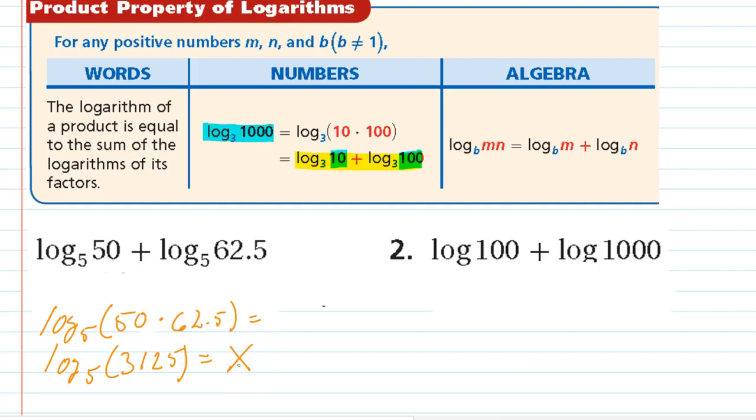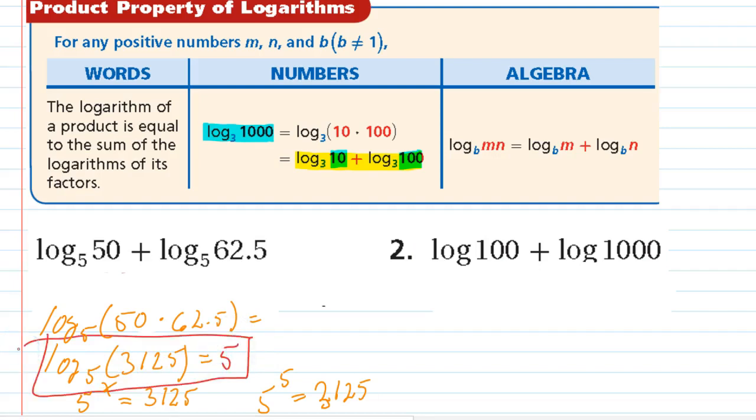Now I'm going to change it from log format to exponential format to make it easier to solve. When I do that, I have 5 to what power is equal to 3125. Now the easiest way of doing this is just multiply 5 times 5 times 5 times 5 times 5 in your calculator until you get 3125. And we figure out that 5 to the power of 5 is equal to 3125. My answer here is log base 5 of 3125 is equal to 5.